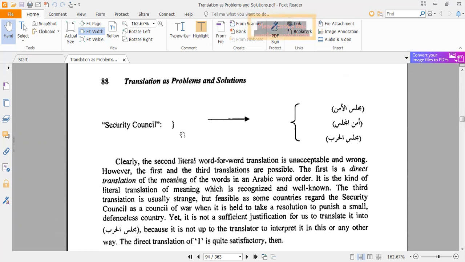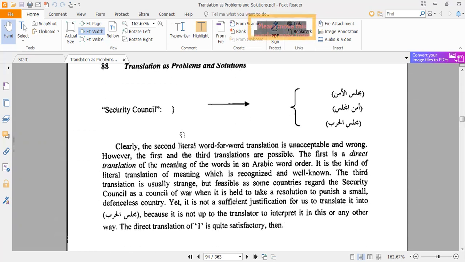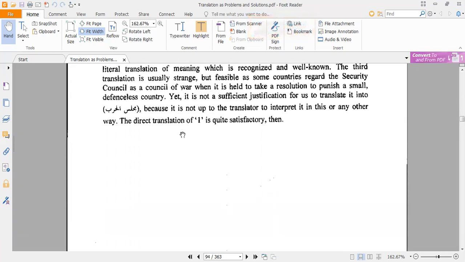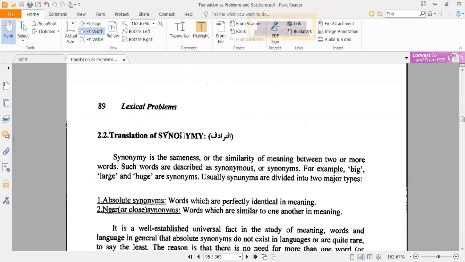Okay, look at this sentence. Security Council can be rendered literally as مجلس الأمن or أمن المجلس or مجلس الحرب. Let's go with مجلس الأمن; this is the accepted and commonly known translation. مجلس الحرب, this expression is used only for ideological purposes, while أمن المجلس gives us a completely wrong translation.